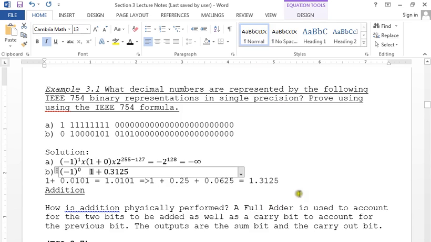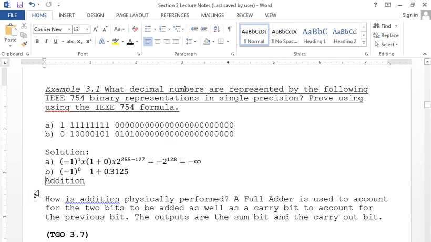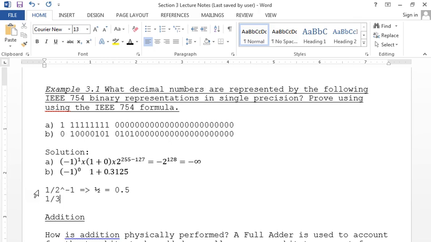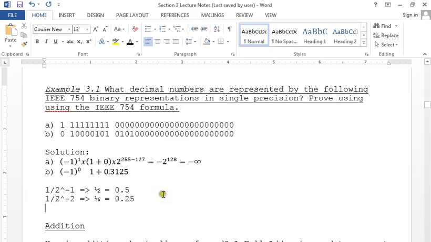So here's the trick, and this is something useful for the first 4 bits. 2 to the negative 1 is equal to 1/2, which we said is equal to 0.5. 2 to the negative 2 is 1/4, which is equal to 0.25. 2 to the negative 3 is 1 over 8, which is 1/2 of 0.25, so this becomes 0.125.